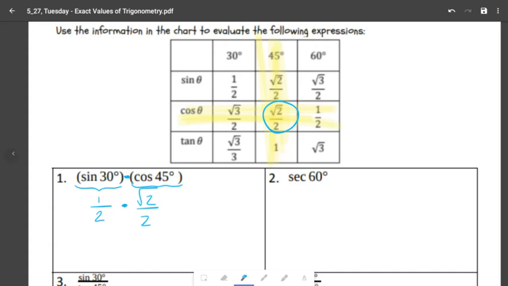When you multiply fractions, you're going to multiply the tops straight across and then the bottoms. So the tops, 1 times radical 2 is radical 2. And on the bottom, 2 times 2 is 4. And there is your final answer.